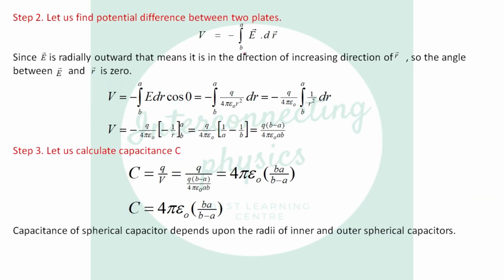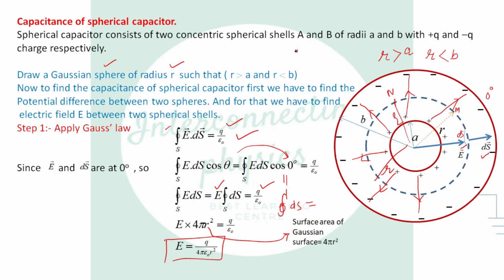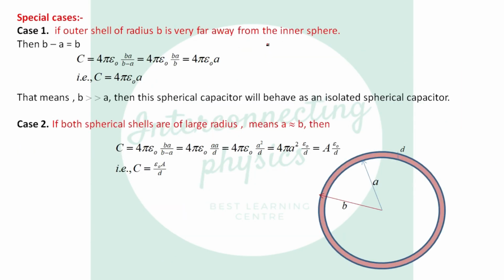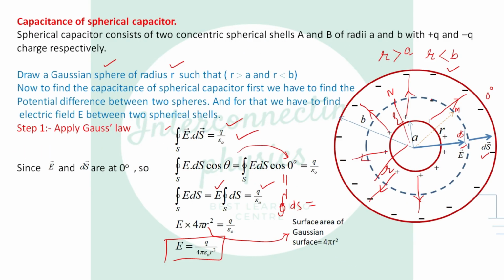Now let us find the potential difference. What is potential difference? It is the work done in moving a charge from one point to another point. One point is on shell B and the other is on shell A. So from B to A, the potential difference will be minus integration from B to A, outer shell to inner shell, of E dot dr.